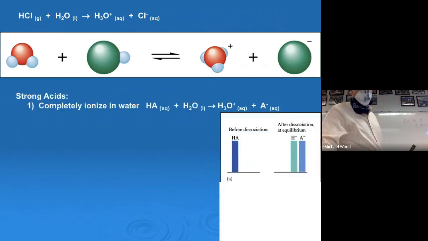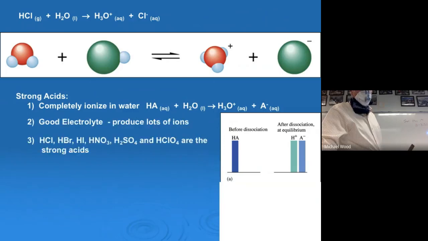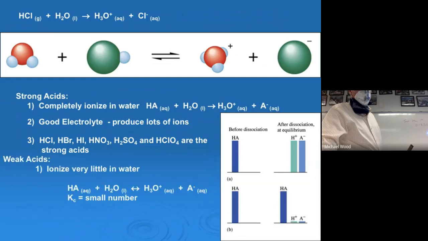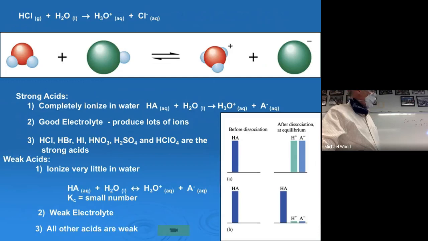That's one thing we'll actually do a lot of in this chapter: we will write a lot of equations. So the key thing today here is strong and weak acids and strong and weak bases.